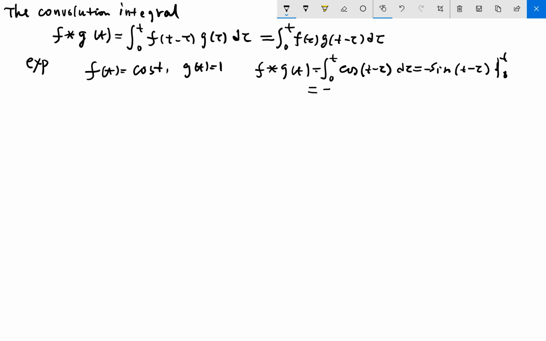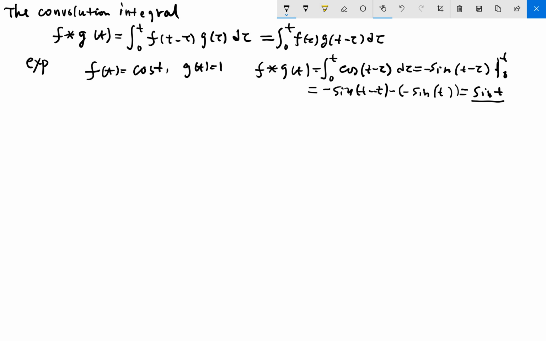So substituting tau by t, you get sine of t minus t, then subtract the negative, substituting tau by 0. So sine 0 gives you 0, and you get sine t. This example just shows you that if your f(t) equals cosine t and your g(t) equals 1, the convolution of those two functions gives you a third function of t, which is sine t.